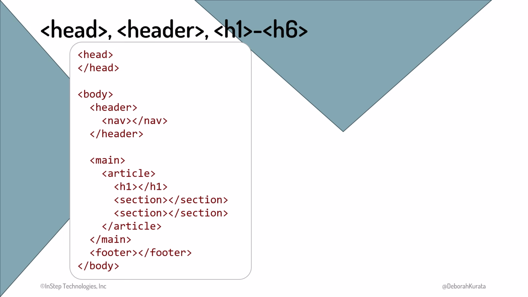Before we move on, let's take a moment and talk about head, header, and heading elements. Recall that the head and body elements provide the structure separating the elements we don't want displayed in the page and our content. The header element is nested within the body element and defines the introductory content for a page, though it can also be used within an article or section if desired. What about the heading elements?